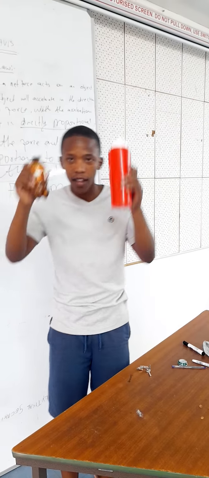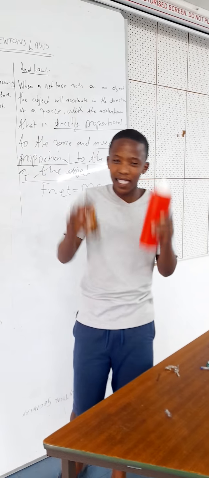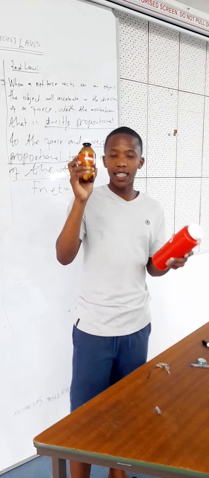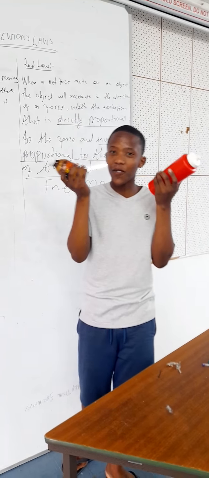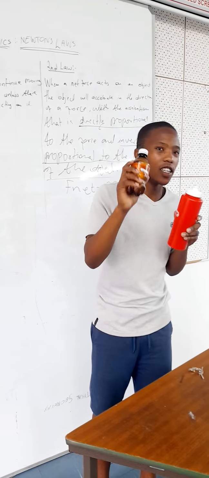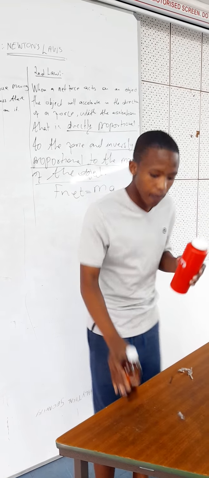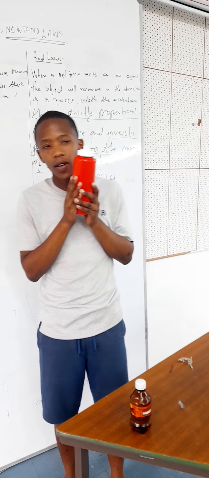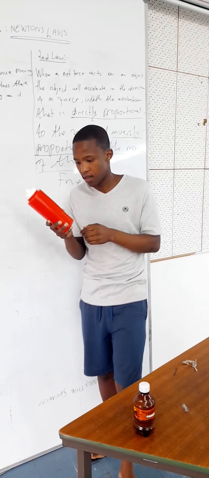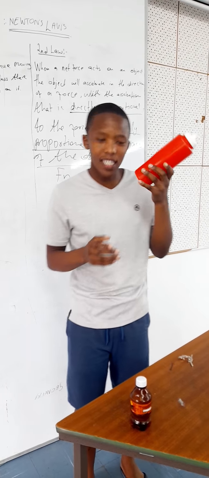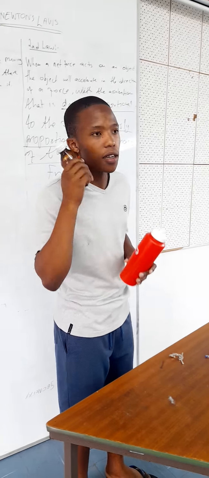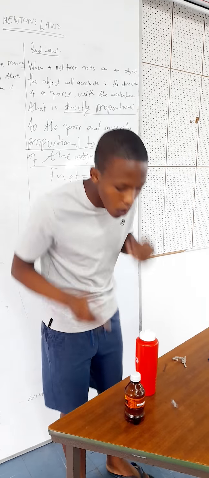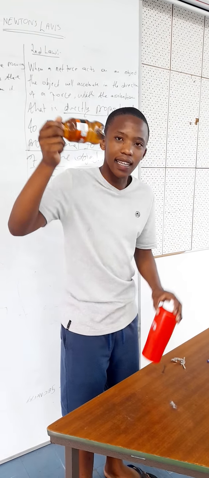Now I have these two objects. Let's say they are not labeled, so let's say this is 300 grams. And this one is a 1 liter, and this is a 300 milliliter. So their masses are not equal. They cannot be equal because this is 1 liter and this is less than this.